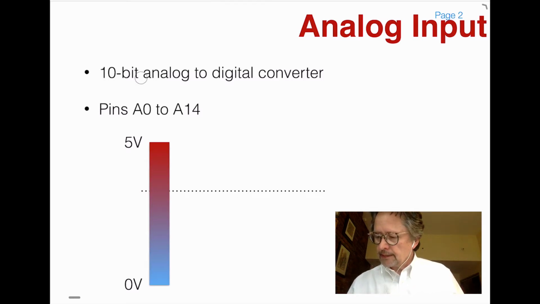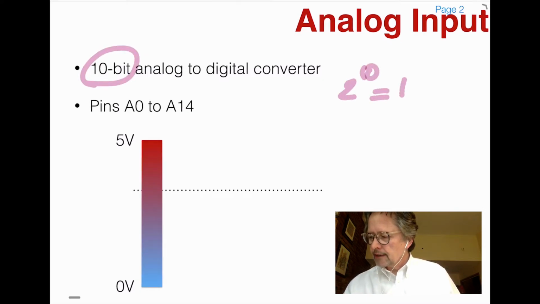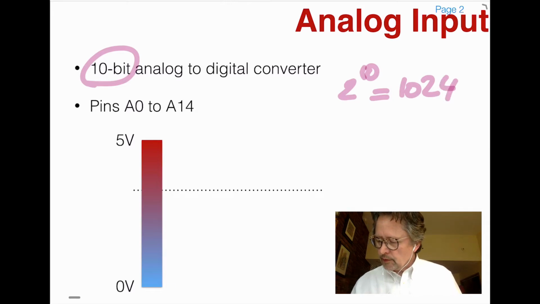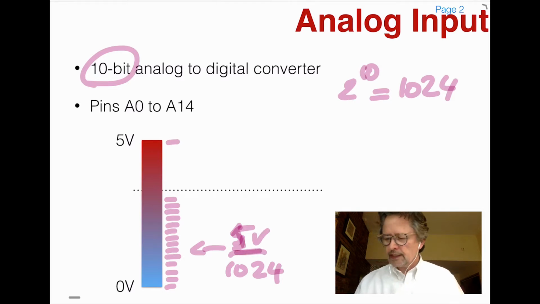So 10 bits for us means that 2 to the 10 equals 1024. The space between 0 and 5 volts, which I have here, is going to be divided into small bins, 1024 different bins. So that's basically 5 volts divided by 1000. That's how big each one is. So it's a very fine kind of accuracy that the Arduino has.